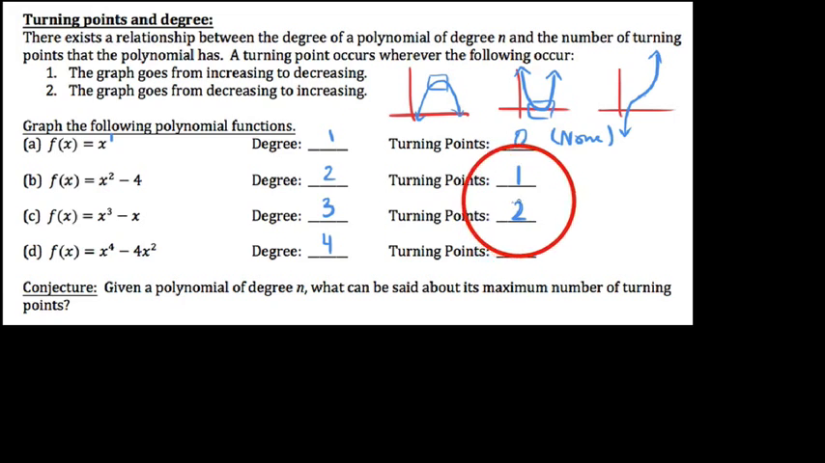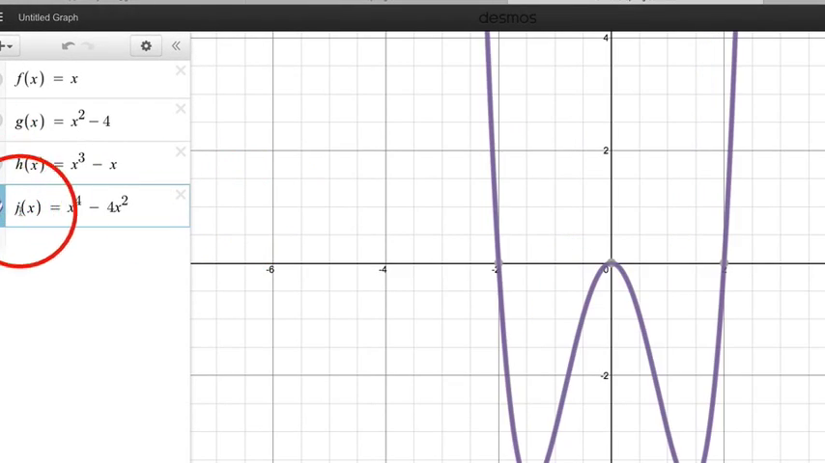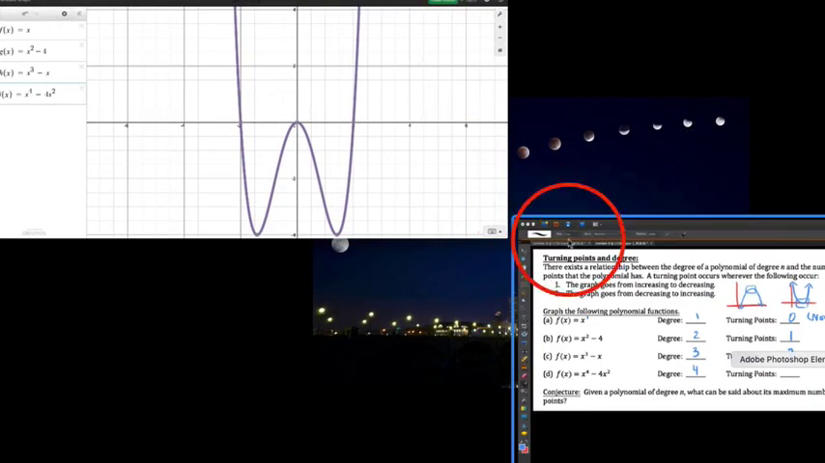And then, last but not least, we say our fourth degree polynomial. What does this look like? And as I highlight this here, you can see that we go from decreasing to increasing. So turning here, increasing to decreasing, turning, and then decreasing to increasing, turning. Three turning points on this fourth degree thing.